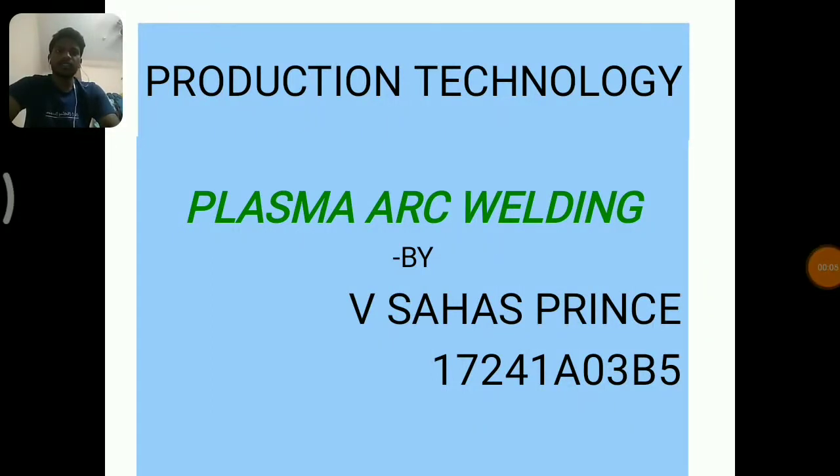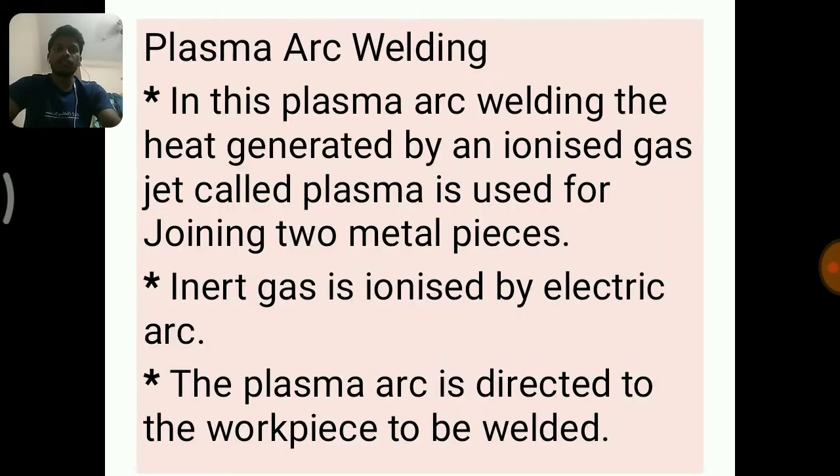The topic that we are going to discuss now is plasma arc welding. Coming to the point, what is plasma arc welding? The name itself suggests that it is a welding process and an arc is generated in the process of welding. Then what is plasma arc welding? In this process of plasma arc welding, the heat is generated by an ionized gas jet called plasma, which is used for joining two metal pieces.